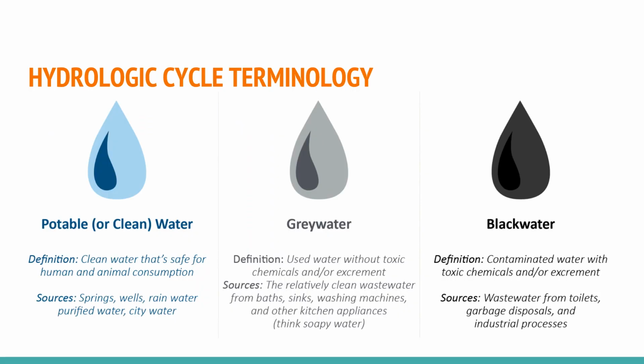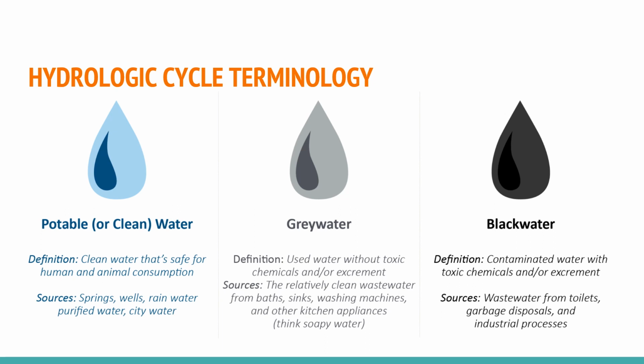So, as far as the actual terminology of the hydrologic cycle, we have three main types of water. There's the potable or clean water, which I've talked about already, which is that water that's safe for human and animal consumption. That's your springs, your wells, your rainwater, purified water, and last but not least, city water. Then you have your gray water, which is used water without toxic chemicals and or excrement. Think of things like your bathroom sink, your toilet. Water that has chemicals in it that otherwise isn't necessarily harmful, like soapy water.